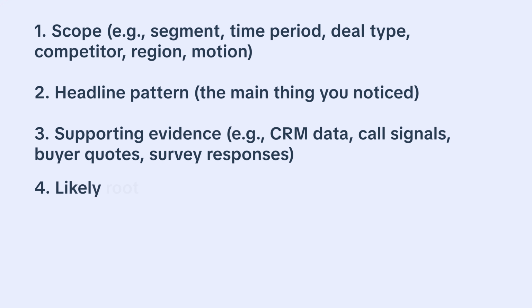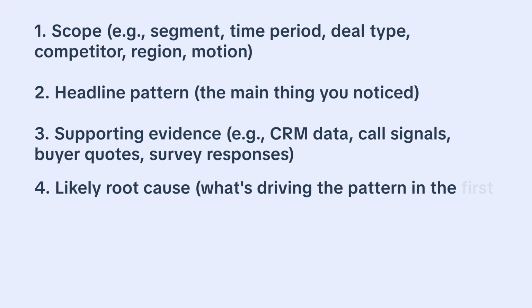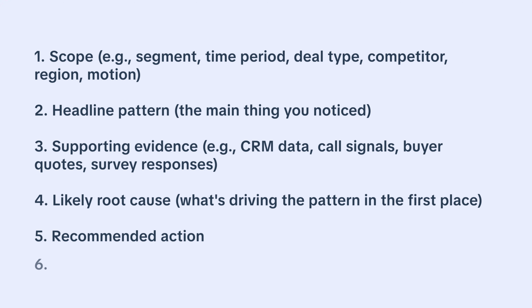Fourth, the likely root cause. What do you think may be driving the pattern in the first place? Fifth, the recommended action. What should the business test or change as a result of this? And 6, the owner and next review point. Who owns the next step and when will you check whether anything changed at all to inform the next step?